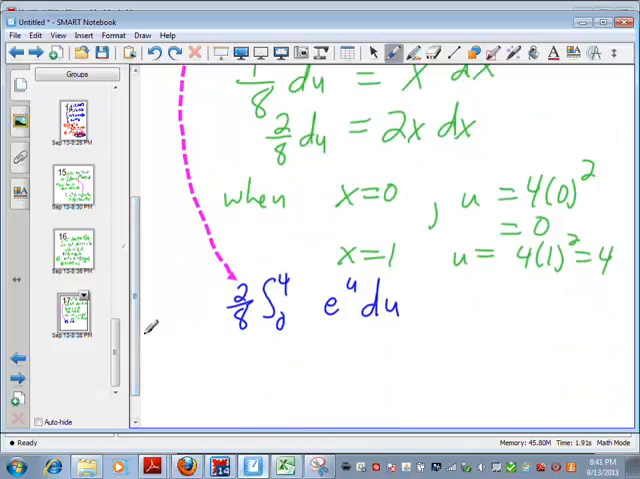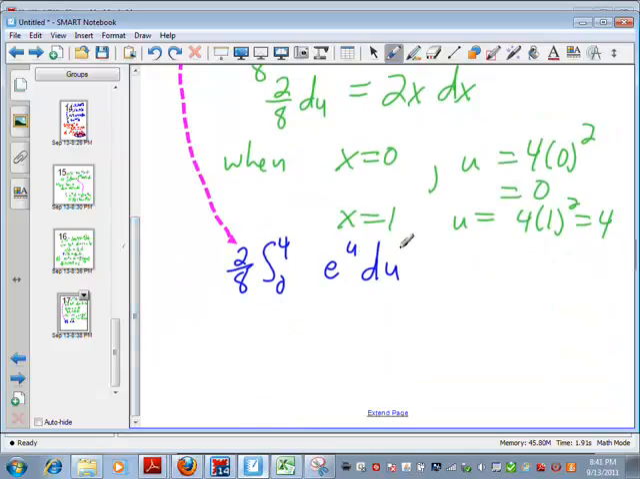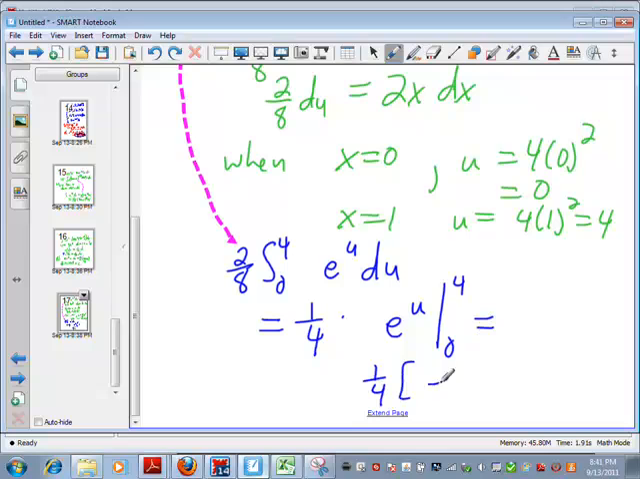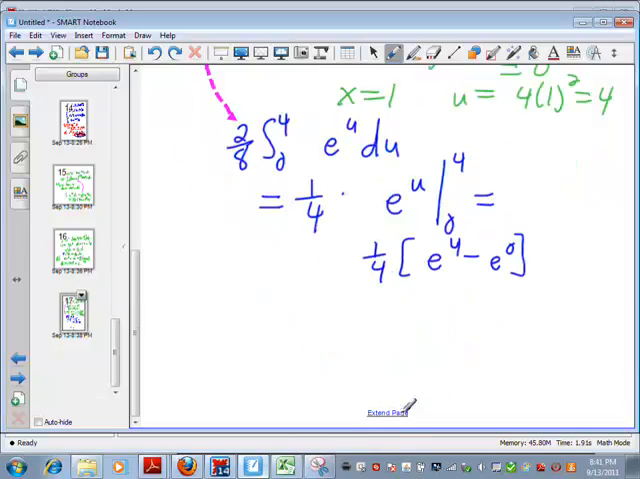Do we need plus c on there? Absolutely not, because we need a number. So that's 1 over 4 times e to the u evaluated from 0 to 4. And it's 1 over 4 times e to the 4th minus e to the 0, by the fundamental theorem of calculus. And that's 1 over 4 times e to the 4th minus 1. Where did the 1 over 4 come from? 2 over 8 is 1 over 4. Oh, yeah.